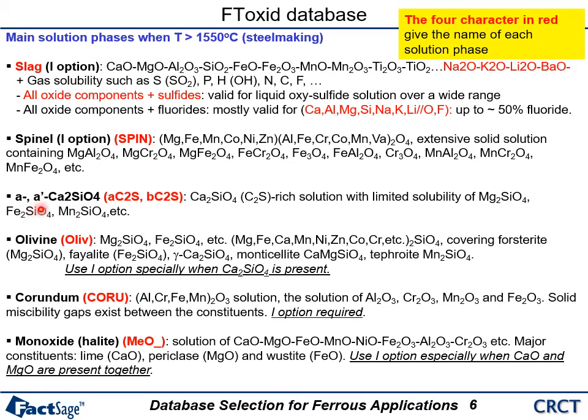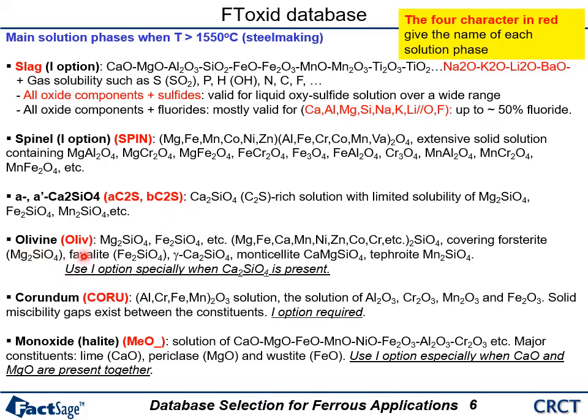And then we have the dicalcium silicate, the alpha C2S and beta C2S phases. In many actual steelmaking conditions, as you know, we want to saturate the slag with C2S. So this is the C2S phase, and we have to select this kind of phase.